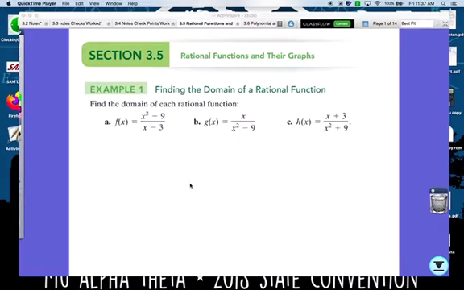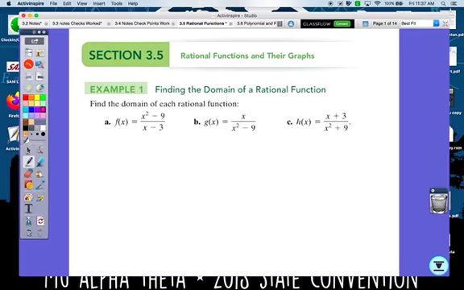All right, for a change of pace, rational functions and their graphs, section 3.5. We've actually already talked about the first part of this, the domain. The domain of a rational function is going to be all real numbers from negative infinity to infinity, except for whatever makes the bottom, the denominator, 0. So if you're looking for the domain, you don't have to worry about the top as far as the domain's concerned. We'll deal with that in a little bit.